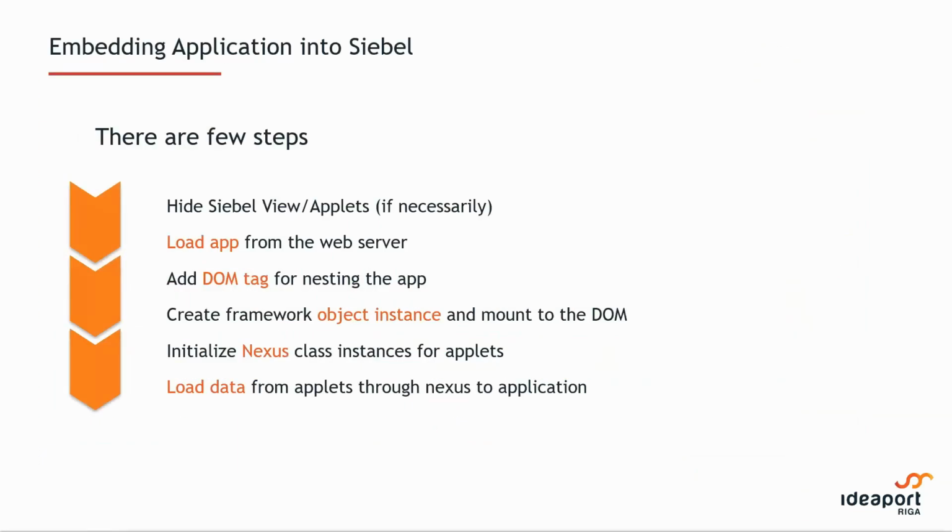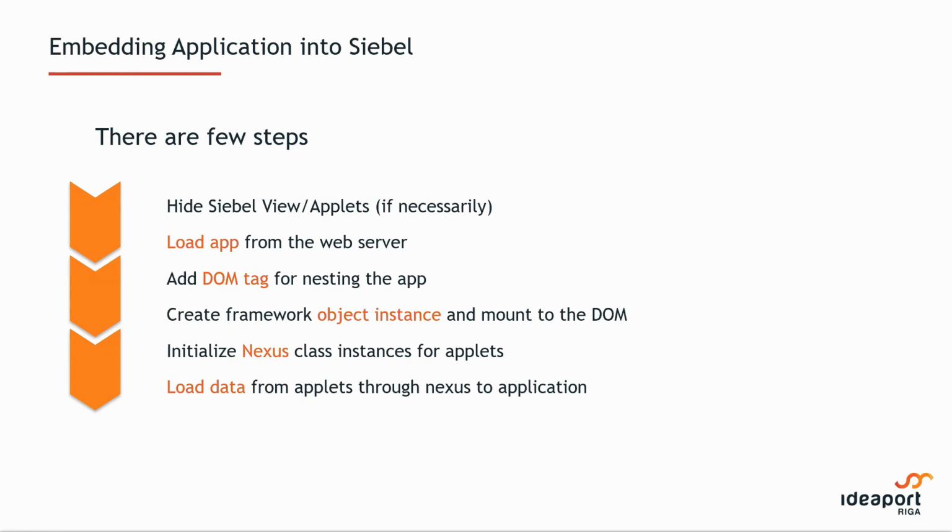When you're embedding your application, in order for it to work, you need to follow a few steps. At first, probably you want to hide the view and applets that Siebel has rendered. This can be done by CSS, for example, or in the Siebel web template. Then we need to load the application from the web server and add a tag in the document object model that will be hosting the application. Then we can run the framework instance that will mount the application on the tag that we've created in the previous step.